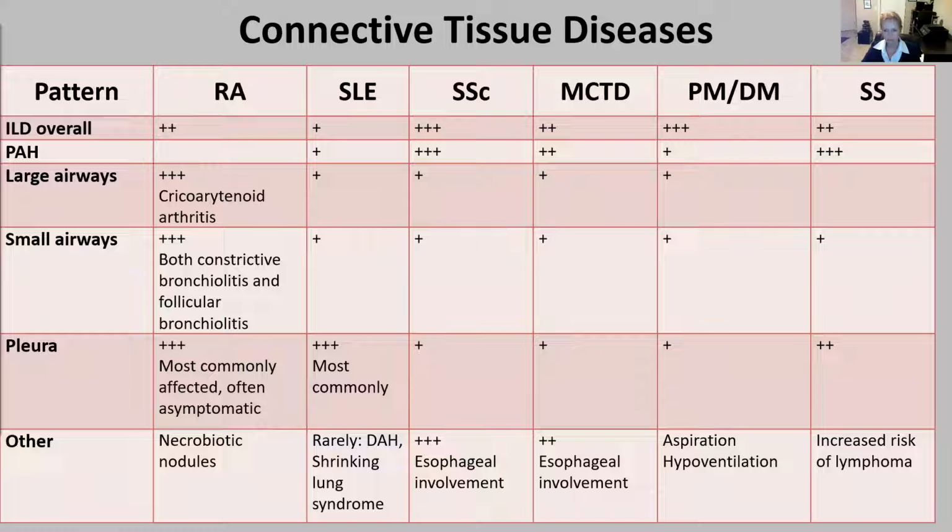Let's look at this table. This table shows overall lung and airways, pleural involvement, as well as pulmonary hypertension frequency in connective tissue diseases. Note that rheumatoid arthritis can affect pretty much everything. Interstitial lung disease overall is most common in scleroderma and PM/DM, and pulmonary hypertension is most common in scleroderma.